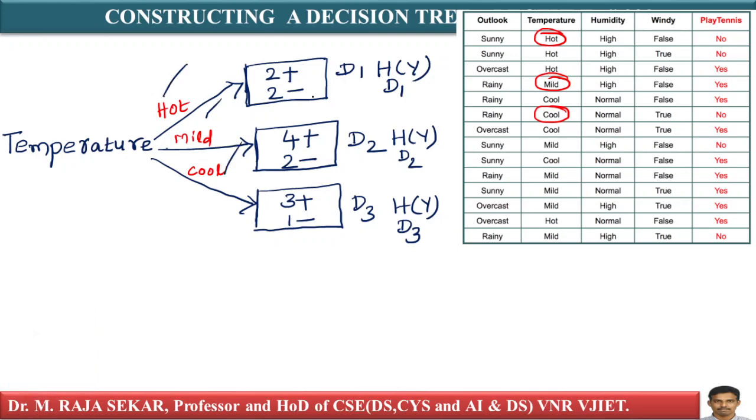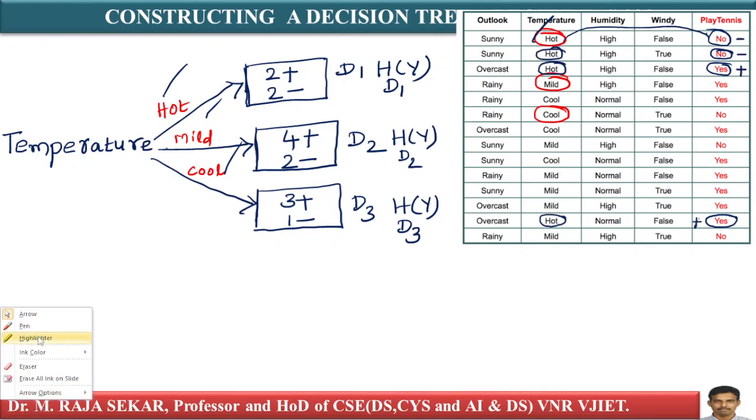What about hot? If you observe carefully, what are the total number of values for hot? Just see, let me count. Yes, hot 1, 2, 3, 4. There are 4 possible values for hot. Out of these 4 possible values, how many no's for class label? There are 2 no's, 2 yeses. Therefore, I am writing 2 plus, 2 minus.